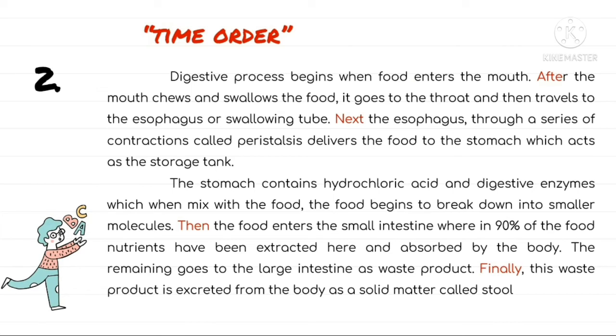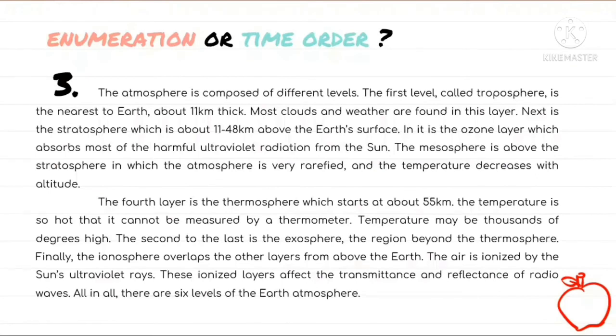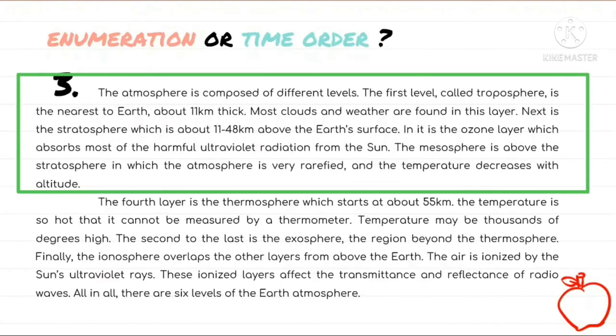This paragraph is a time order text type because it shows you the process how we digest our food inside our stomach. The transitional words used are after, next, then, and finally. Number 3, the atmosphere is composed of different levels.